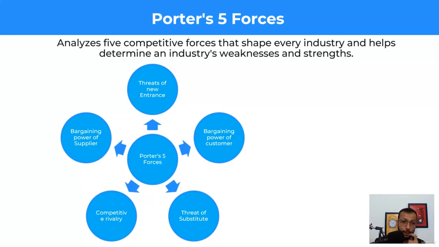So let's quickly understand Porter 5 forces with the help of an example, and then we'll come back and discuss these things. I'm not a big fan of discussing theory because I feel once you understand the core thesis of the topic, then theory is not a big deal.